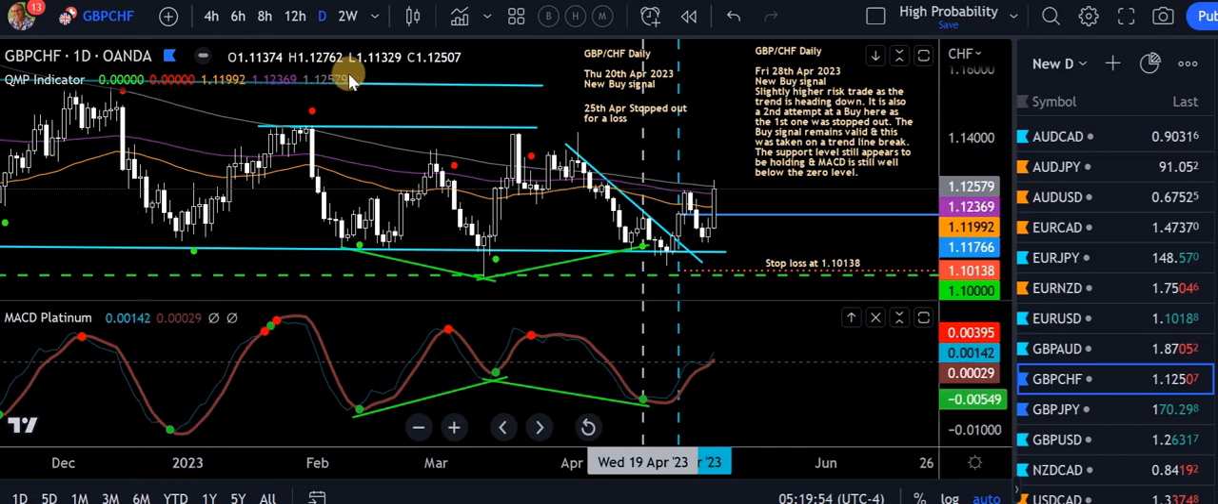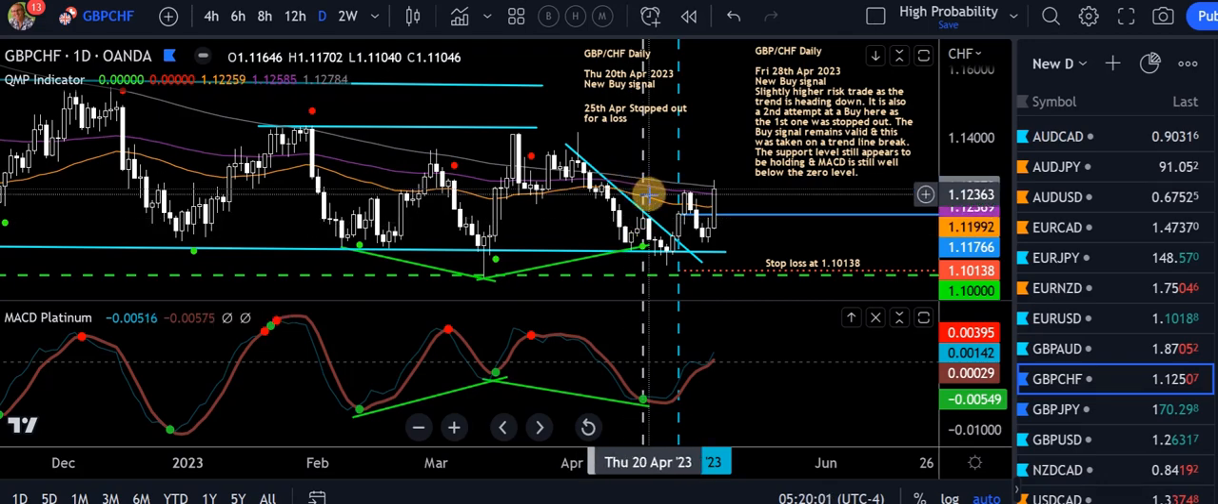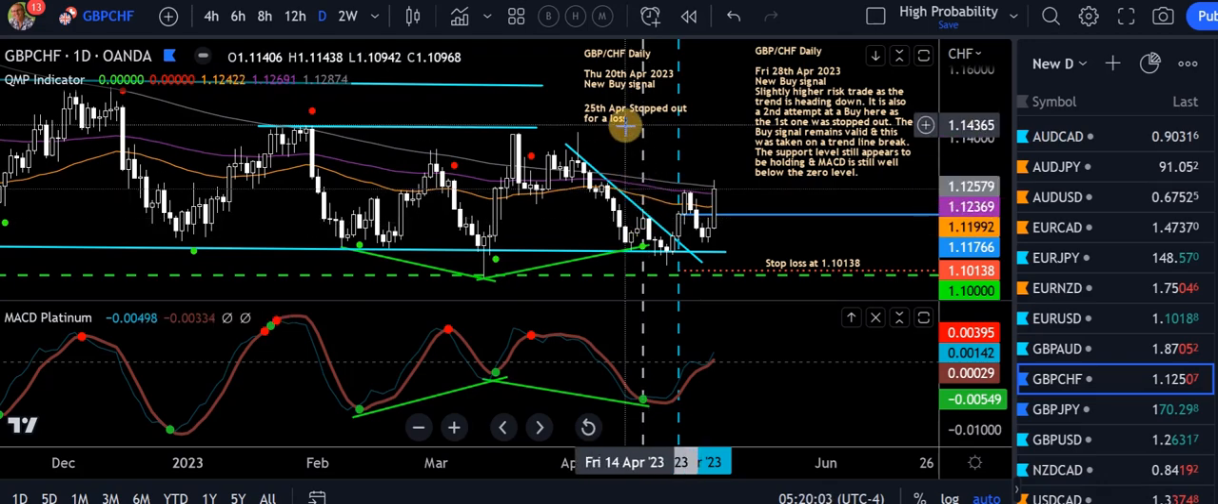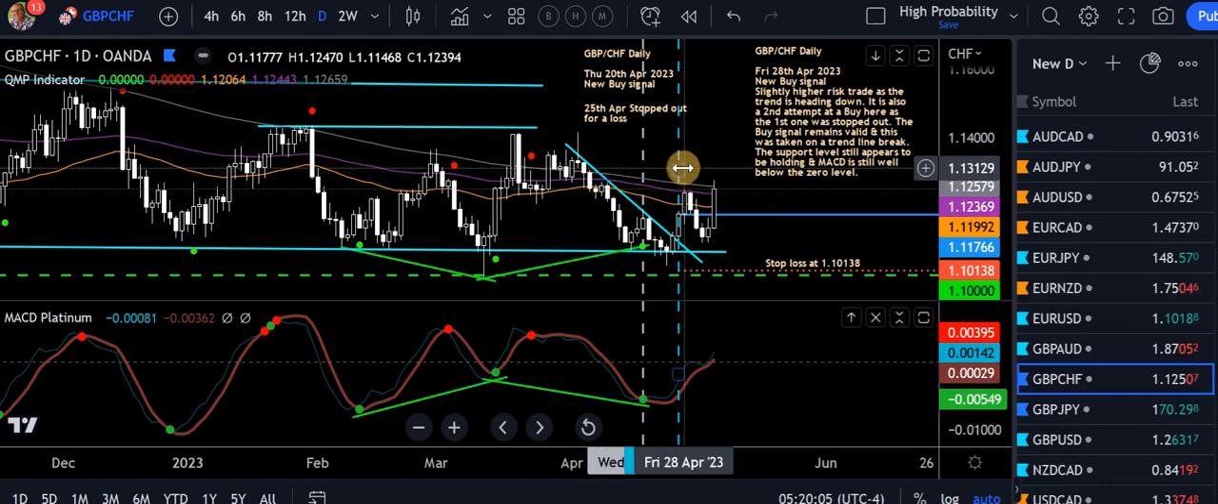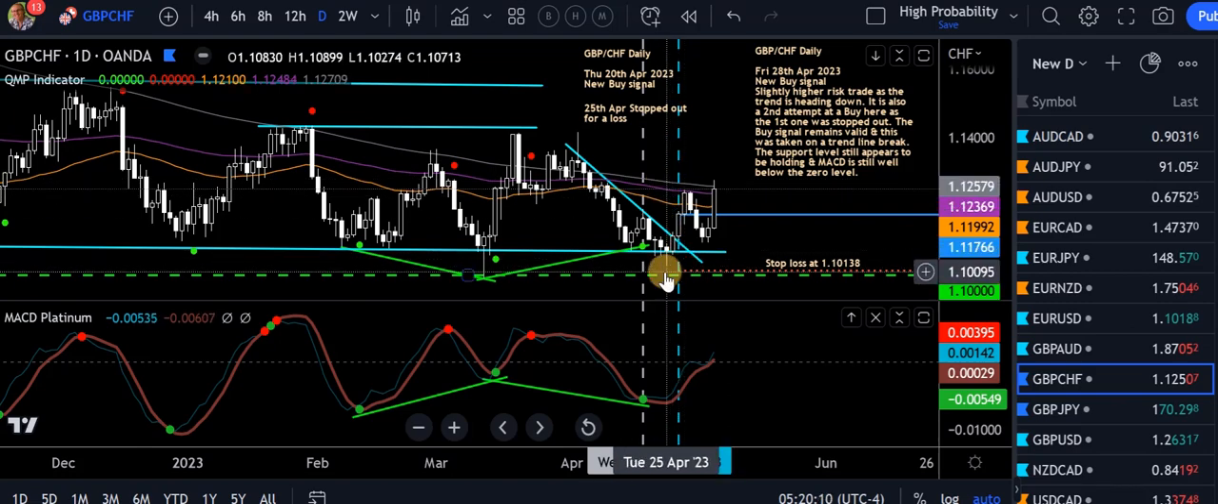All right, more Wi-Fi dramas. Pound Swiss. Now, initial buy was here. That's the 20th of April. It stopped out for a loss on the 25th of April. So that was in this little spike down here. That candle there just spiked down through my stop.